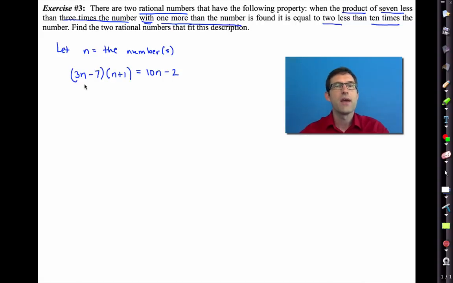Now, in order to solve it, we have to expand this. We have to get it into standard form. So I'm going to actually FOIL it. 3n times n is 3n squared.